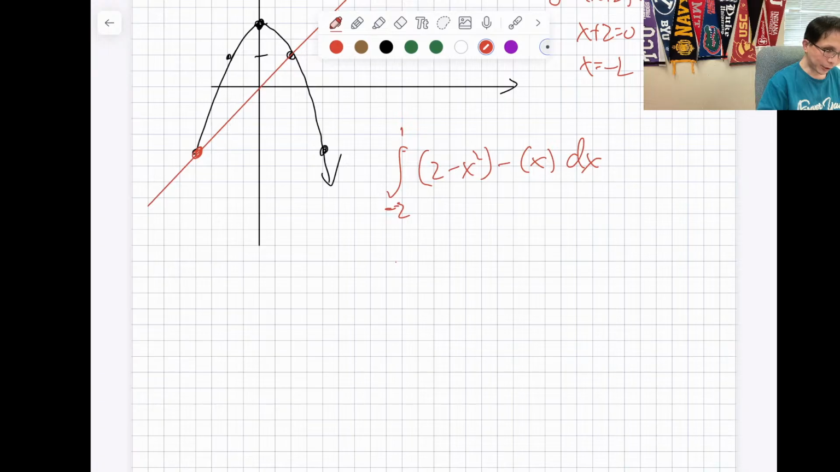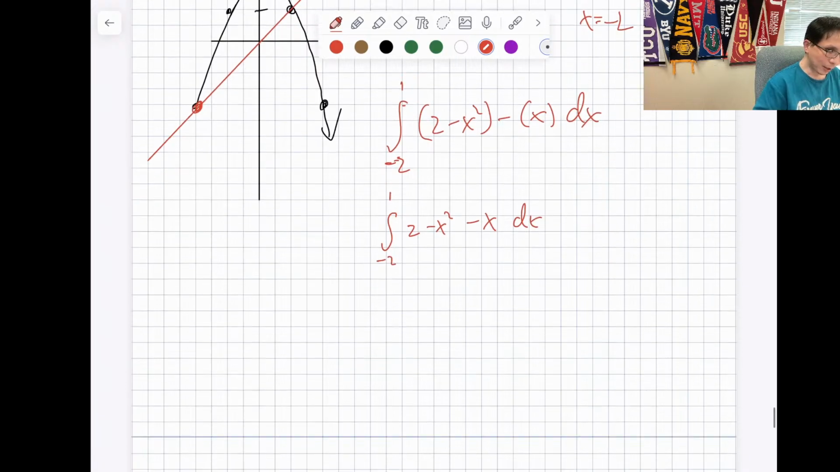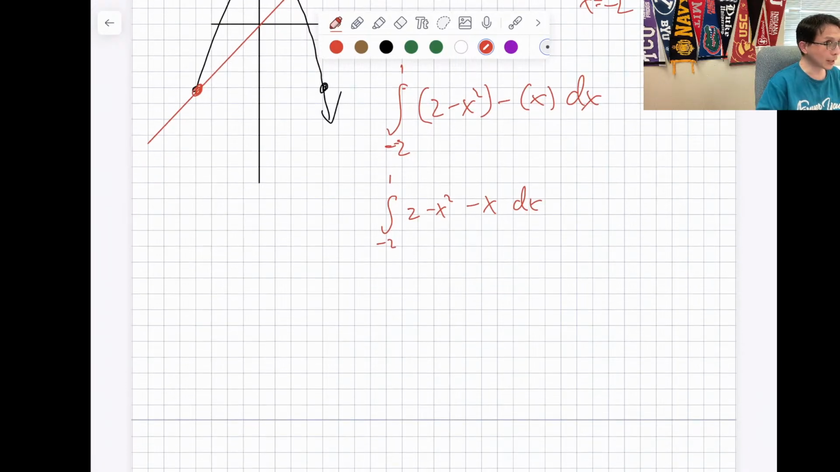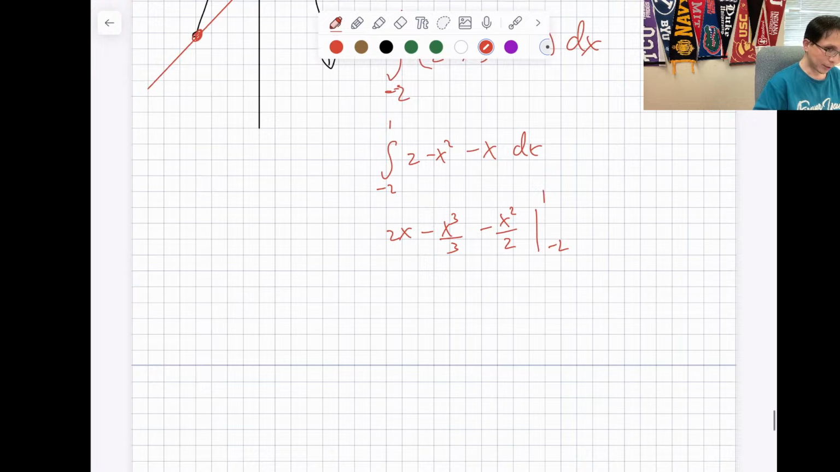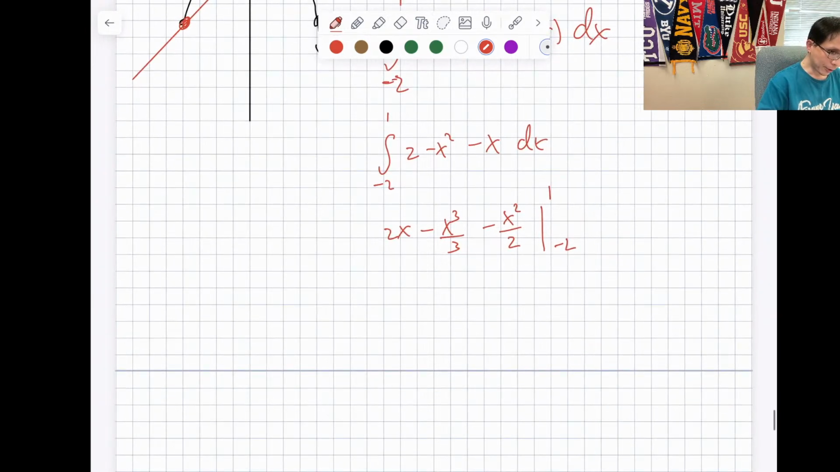So now I'm going to integrate this. It'll be the integral of 2 minus x squared minus x dx between negative 2 and 1. And I'll show you how to do a quick calculation that I do in my head, which is much faster. So it'll be 2x minus x cubed over 3 minus x squared over 2, between 1 and negative 2. That looks kind of scary, but if you write things in an organized way, it's really hard to mess up. So it'll be 2 minus 1/3 minus 1/2.